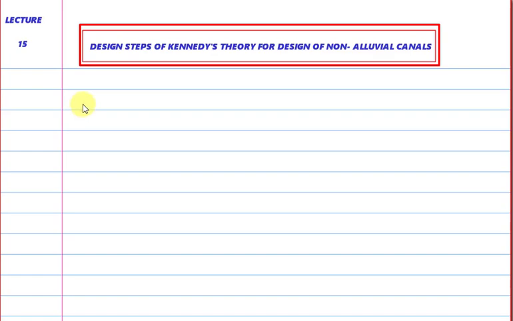In the previous video, we started Kennedy's theory for designing of alluvial canals. It's not for non-alluvial, it's for alluvial canals, right? So in today's lecture, this is the second part of our Kennedy's theory, in which we are going to discuss the design steps.